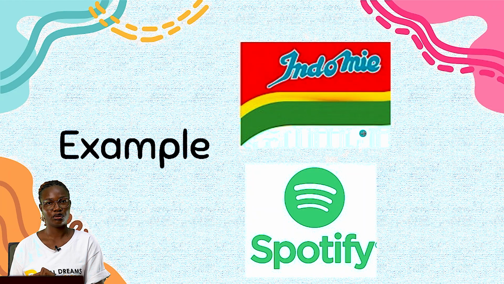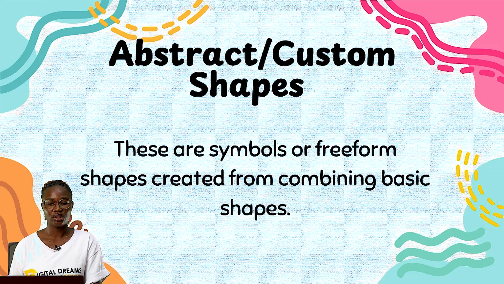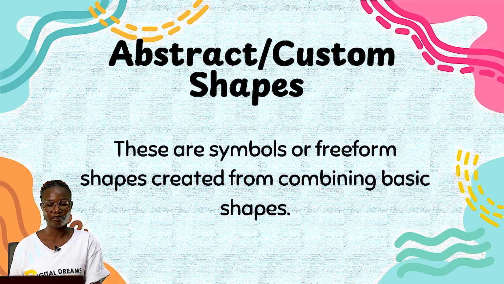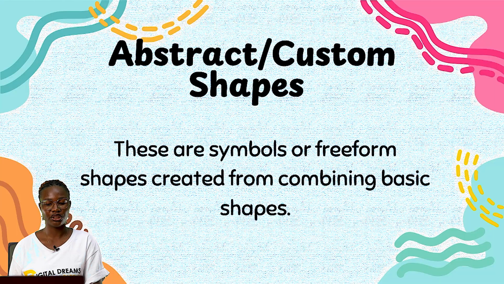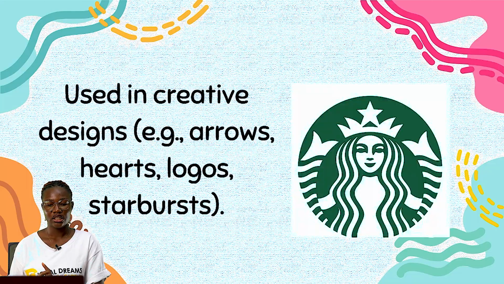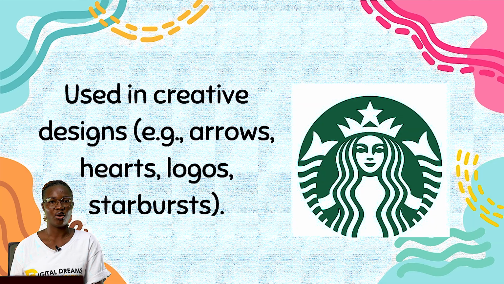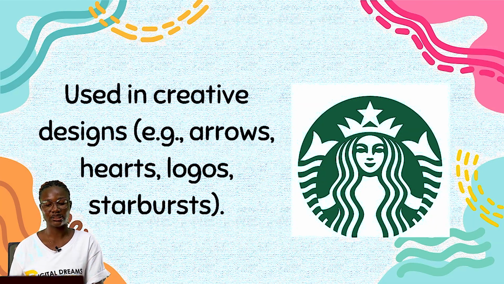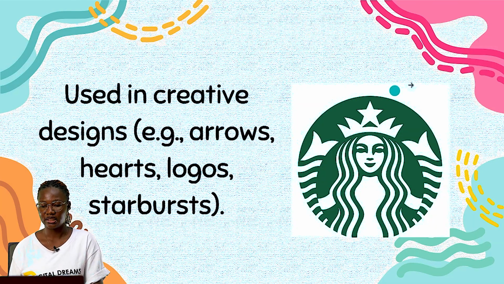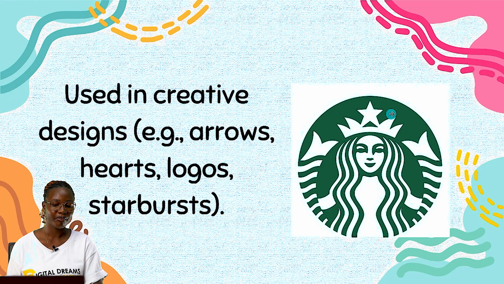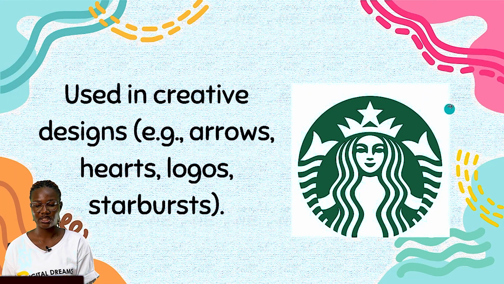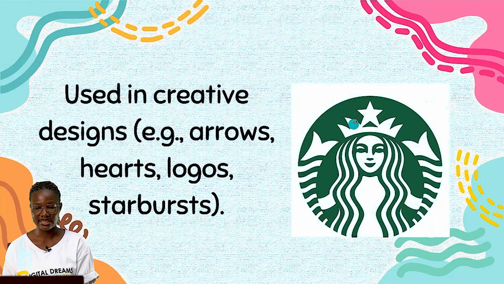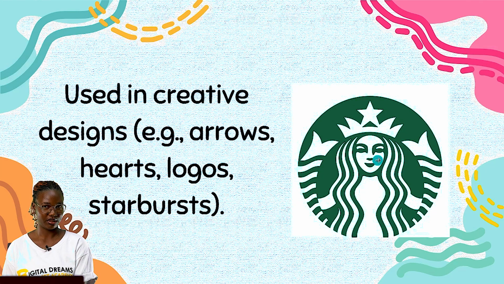Let's move to the third one. The third one is abstract or custom shapes. These are symbols of freedom, shapes created from combining basic shapes together. Now let's look at it. It's used in creative designs, for example arrows or hearts or logos like Starbucks. If I'm looking at the Starbucks logo right here, I can see a circle shape. I can also see a star. I can see an oval shape. For me, this was basically made with shapes.